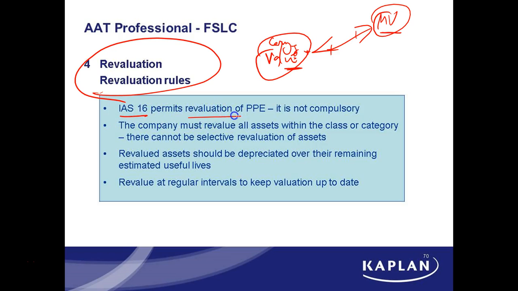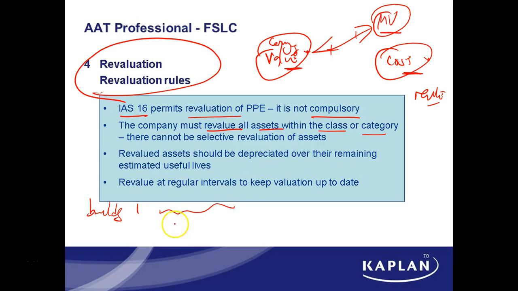So IAS 16 permits revaluation of plant, property, and equipment. You don't have to, but IAS 16 allows you to do it. In accounting, we have the cost concept, and you can choose to leave it at cost, or you can choose to revalue. Generally, businesses can decide what they wish to do. But if you do choose to revalue, you must revalue all the assets within a class or category. For example, if you have buildings, you can't revalue just one building. You have to revalue all your buildings. You can't be selective about it.